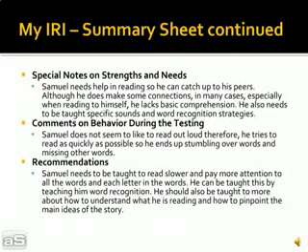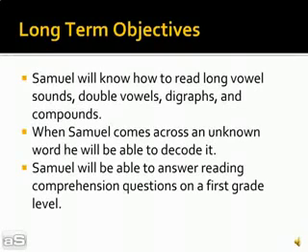Recommendations. Samuel needs to be taught to read slower and pay more attention to all the words and each letter in the words. He can be taught this by teaching him word recognition strategies. He should also be taught more about how to understand what he's reading and how to pinpoint the main ideas of the story. Long-term objectives.